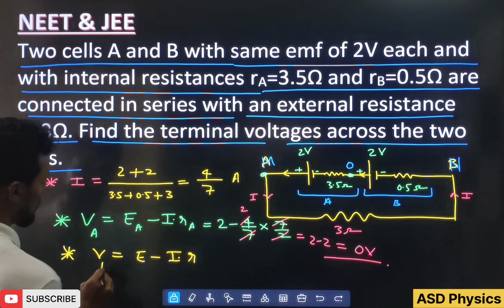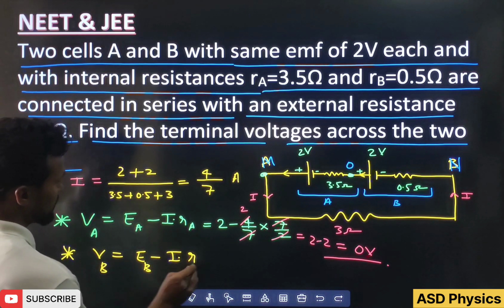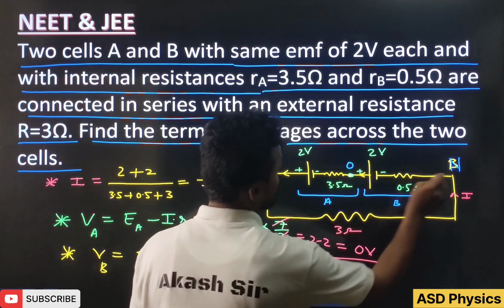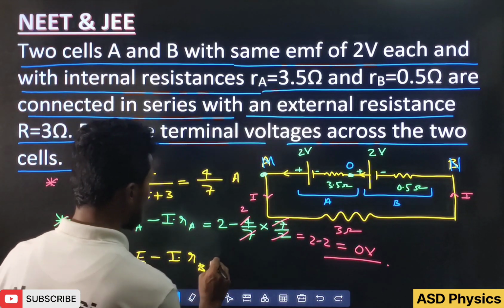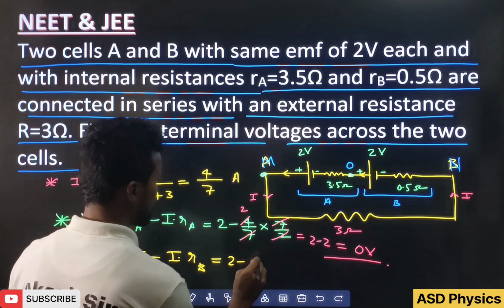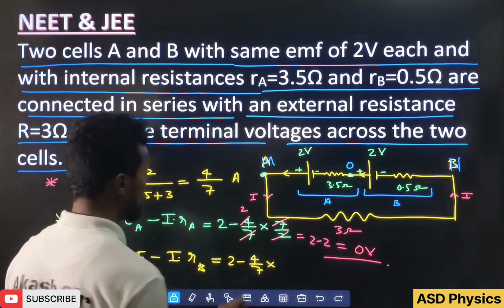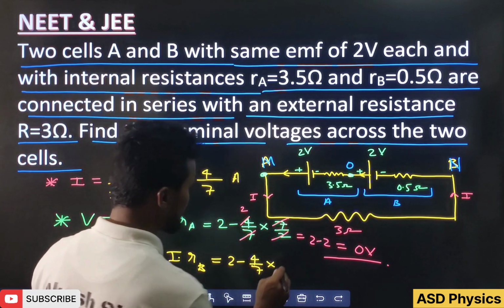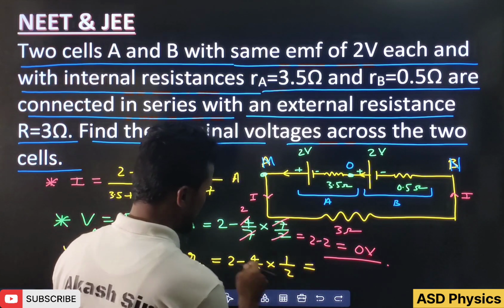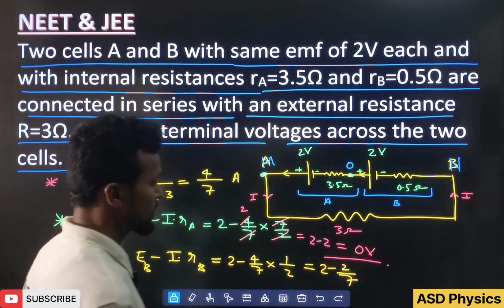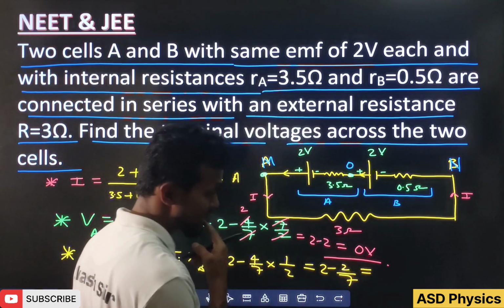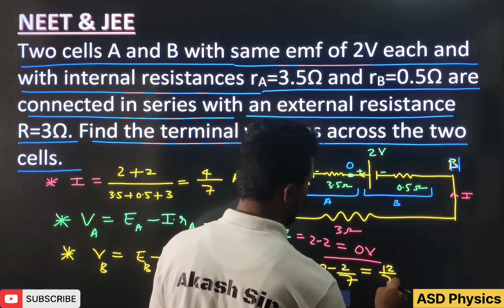Second, so VB equal to EB minus IRB here. Across points O and N, that means VO minus VN. Okay, so here what will happen? 2 minus I, that means 4 by 7. RB, how much is this? 0.5, that means we can write here 1 by 2. Just cancel, so it will become here 2 minus 2 by 7. Correct? 2 2 is 4. Then you will simplify this here. 7 2 is 14 minus 2, 12 by 7 volt.